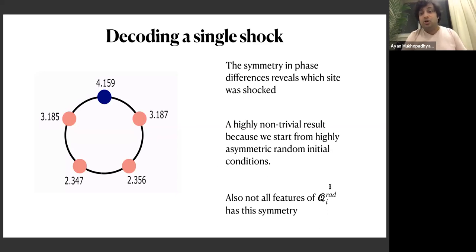Also, not all features of this radiation component, which is decoupling from the black hole interior, will have this symmetry. For example, the amplitudes of these normal modes will not have this symmetry. Only the phase differences have this symmetry. So only certain features will have this interesting symmetry.